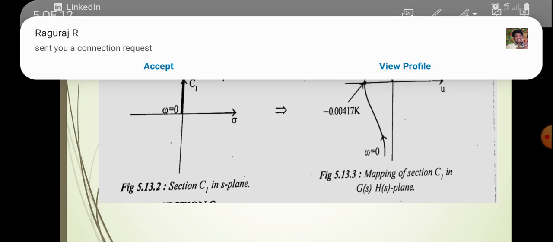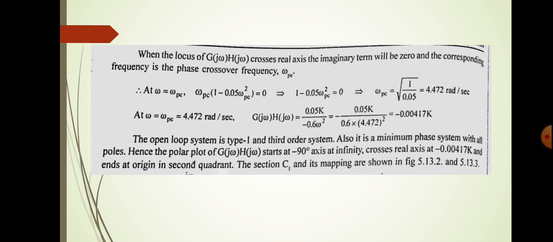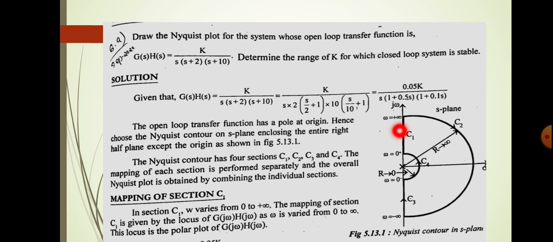That means this point will be located on the negative real axis in the G of s and H of s plane. Now we have this point only. Next we have to draw the Nyquist plot in the G of s and H of s plane corresponding to C1. See, C1 is this one, with omega from 0 plus to plus infinity. When omega varies from 0 to plus infinity, what will be the curve of the Nyquist plot in the G of s and H of s plane? That is our consideration.